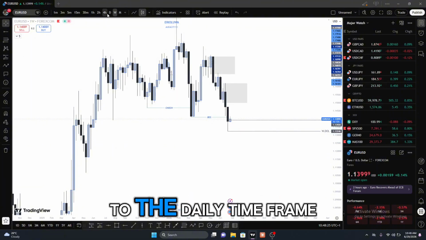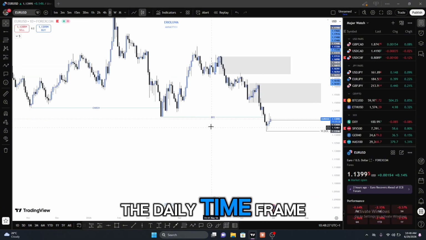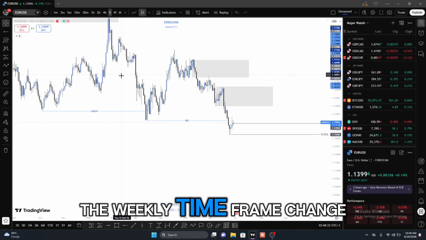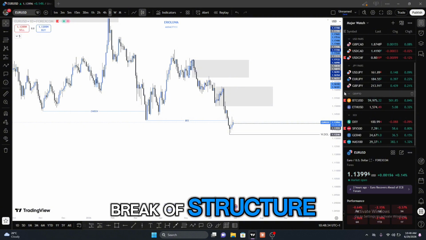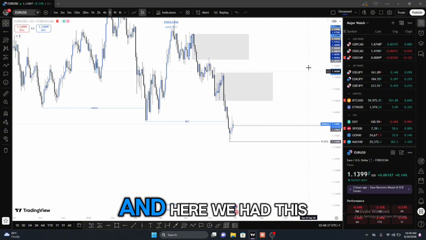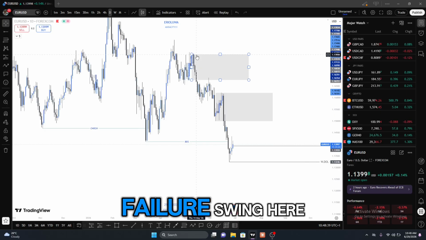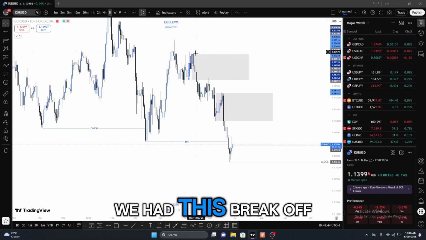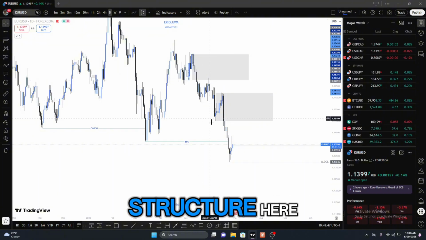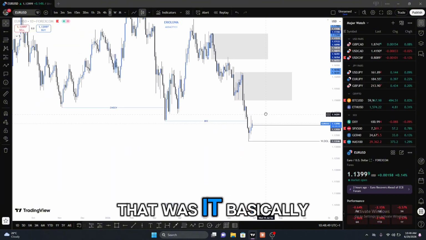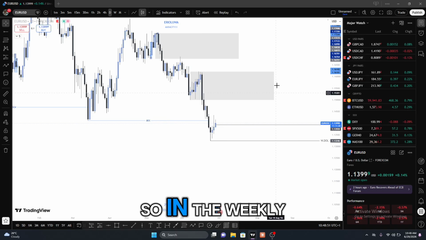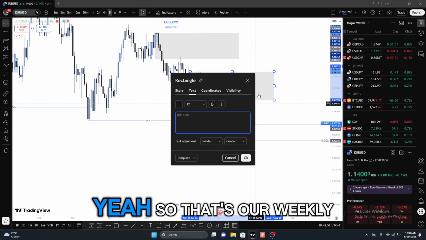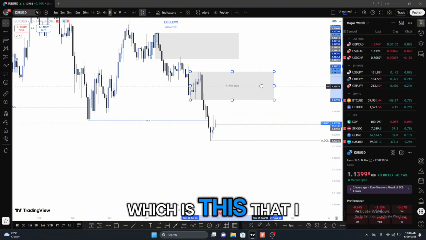If we go down to the daily time frame, what do we have? The daily time frame is basically still confirming the weekly: change of character, break of structure. Here we had this failure swing, and after the failure swing you can see price continued moving down. We had this break of structure here, and another one here, and that was it basically. This is the weekly key level which I marked out.